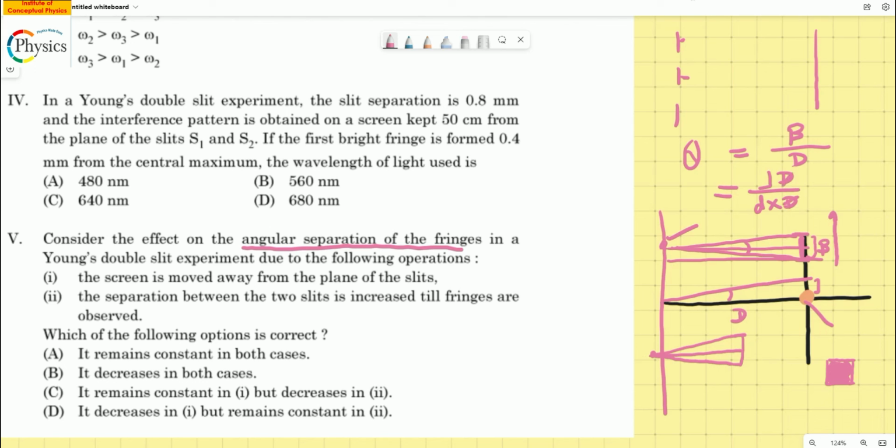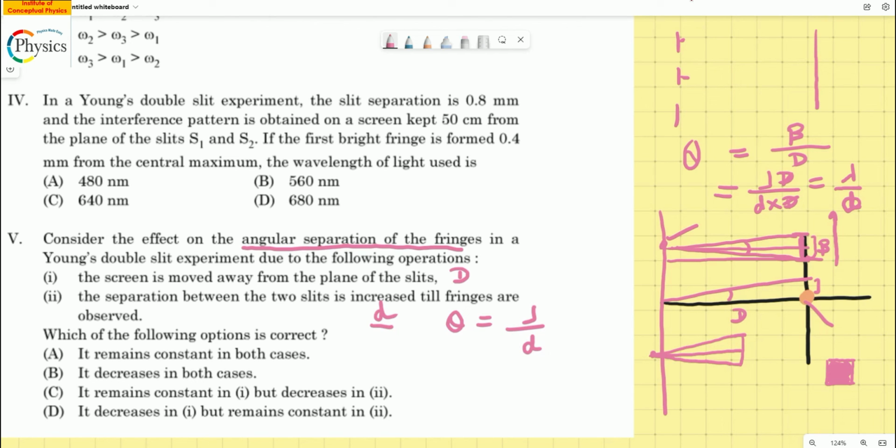So D gets cancelled. So the angular fringe width or the angular separation of the fringe is given by lambda by d. Now look into the question. The question had dependency on capital D and on small d, right? You can see from this particular expression that capital D is gone, and what you're left with is that theta is equal to lambda divided by small d, which is the distance between the two slits.